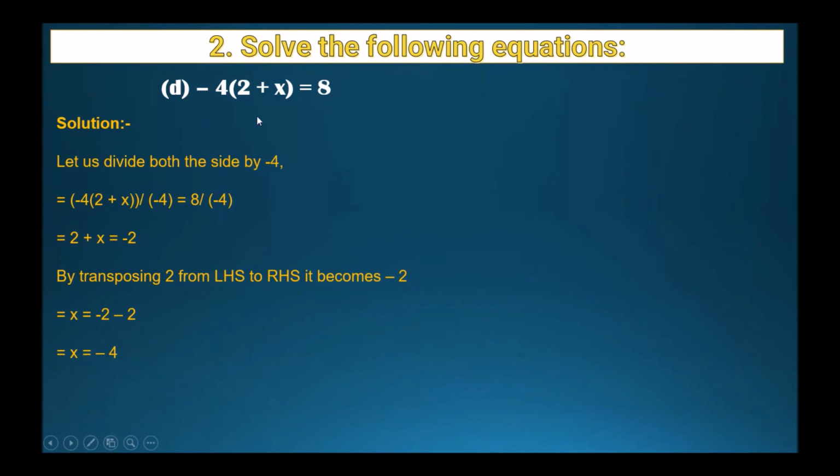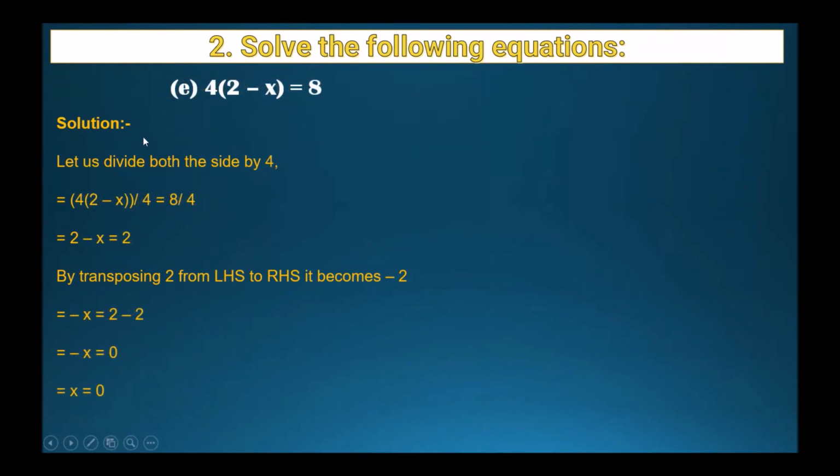Next, minus 4 bracket 2 plus x equals 8. So we will divide both the sides with minus 4. So this minus 4 and minus 4 will cut. So 2 plus x, and 8 upon minus 4 will become minus 2. Now we will bring this to this side. So plus 2 will become minus 2. So x equals minus 2 minus 2. So x equals minus 4.